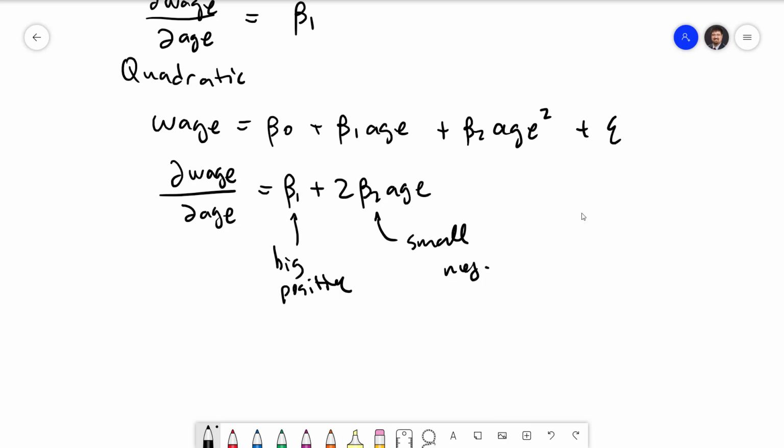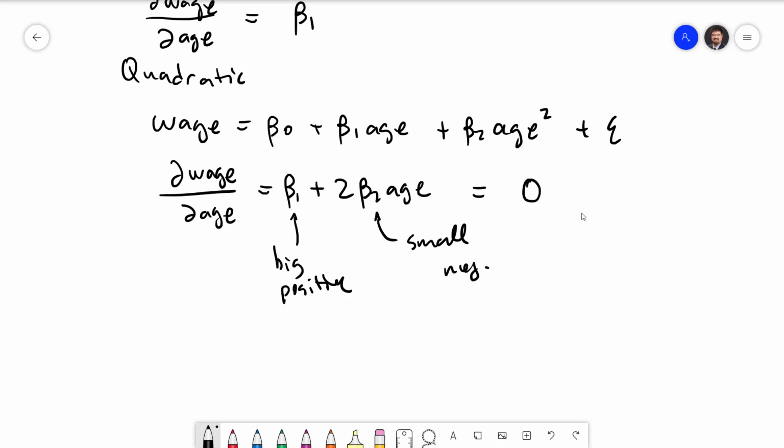If we want to figure out the point where wages reach their peak, all we need to do is set our derivative equal to 0. That is, make the first order condition. This is something we've done before trying to find the top of a parabola. To find the age where wages peak, we just solve for age in this equation.